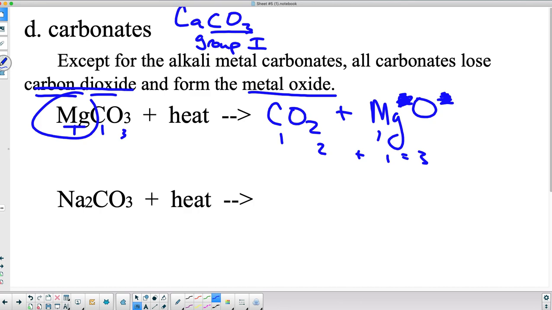Excellent. What's the next one? Sodium carbonate plus heat. What is our rule? Our rule is alkali metal carbonates do not react. So that means that this is a no reaction. All right, stay tuned for the last part of the notes, part 3.